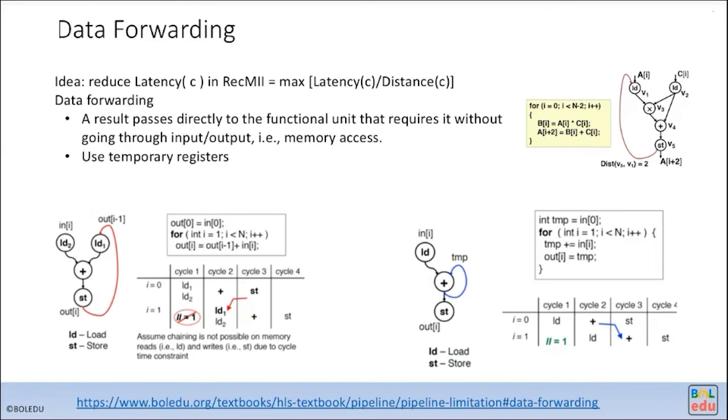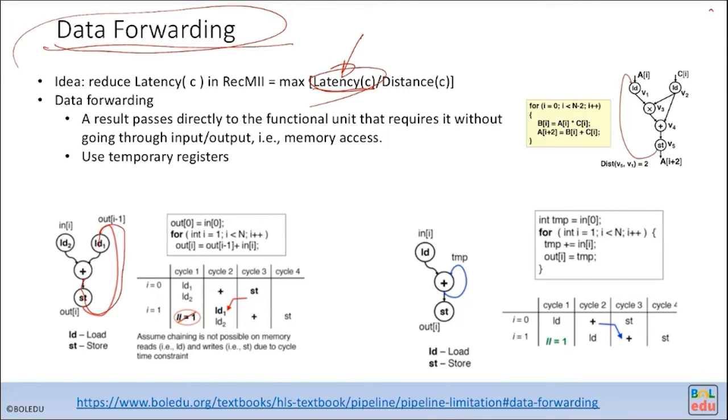First technique: we have been introduced to data forwarding. Data forwarding is basically the idea to reduce the latency, to reduce distance. Originally, all the past results have to go through the store and load path, which adds latency. So we use the data forwarding technique. Basically, the result passes directly to the function unit that requires it without going through the I/O stage.